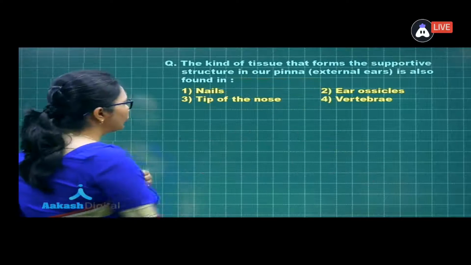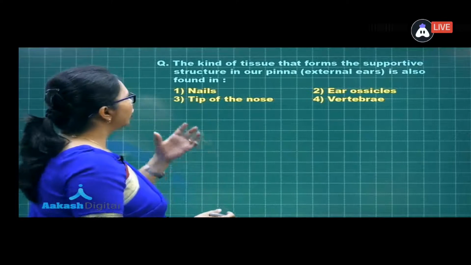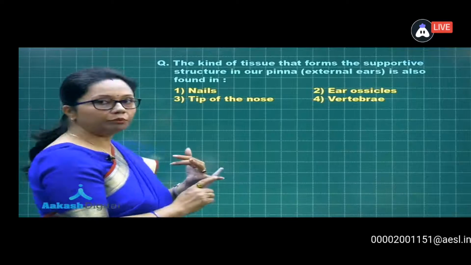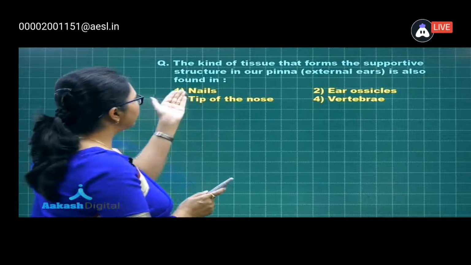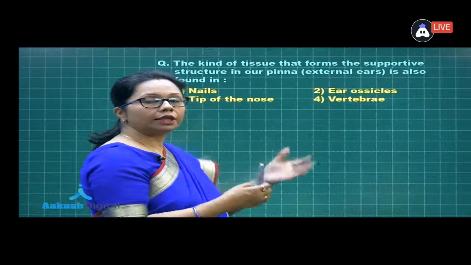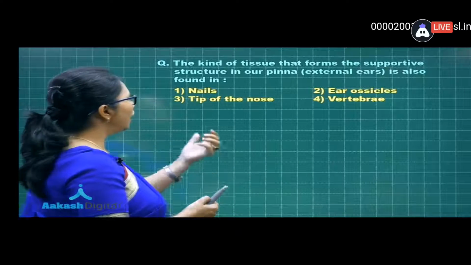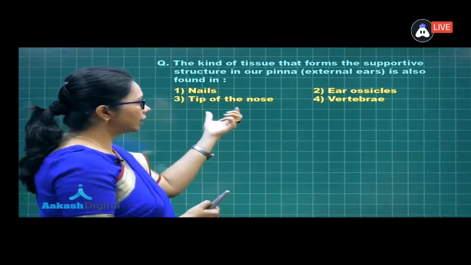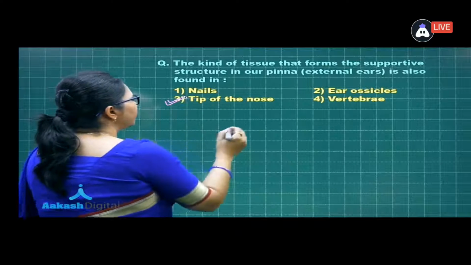Now let's take one more question. The kind of tissue that forms the supportive structure in our pinna is also found in. First we have to recall what kind of cartilage makes up the pinna. The pinna is formed of elastic cartilage. Out of these 4 options, nails are part of the exoskeleton made up of keratin. Ear ossicles, the malleus, incus and stapes, are formed of bone, they don't have cartilage at all. The tip of the nose is certainly cartilage, and it is elastic cartilage. Vertebrae of course are bone. So option 3 is the correct answer.